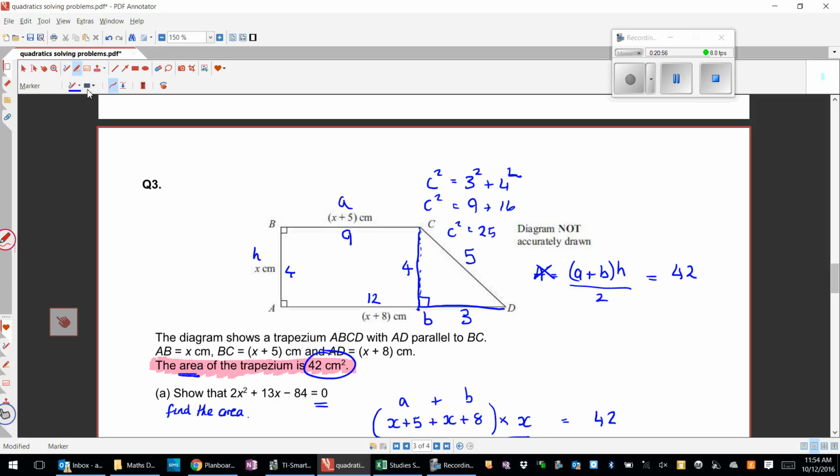9, 4, 12, 5. Wait, can you scroll back down really quickly? I just forgot to copy something. I did not get that one.